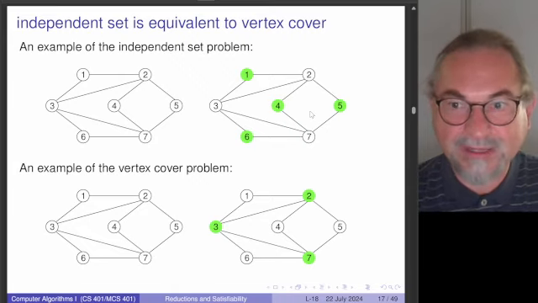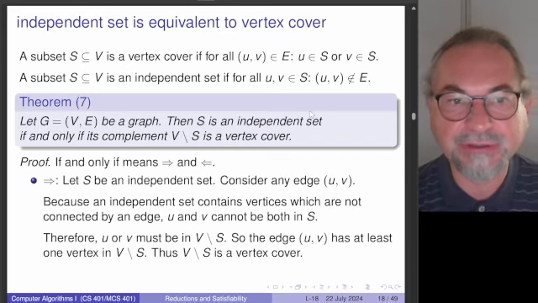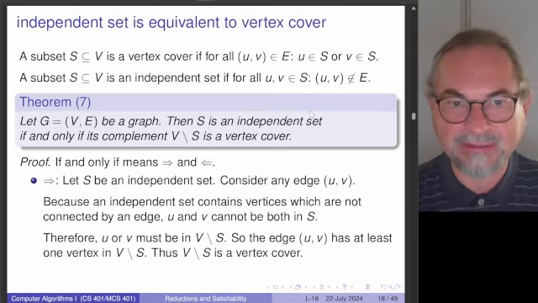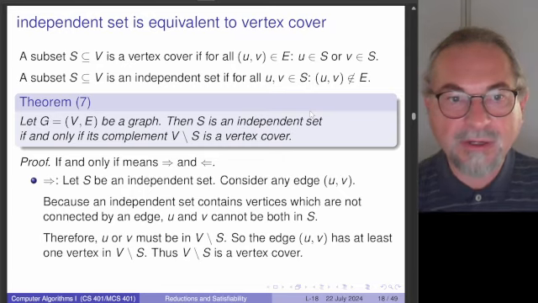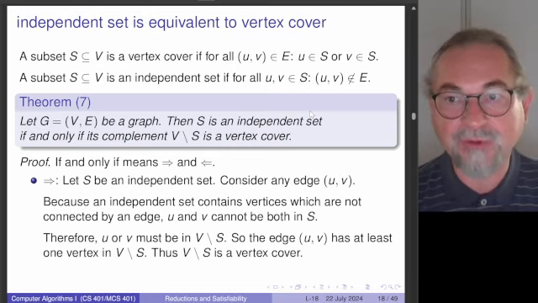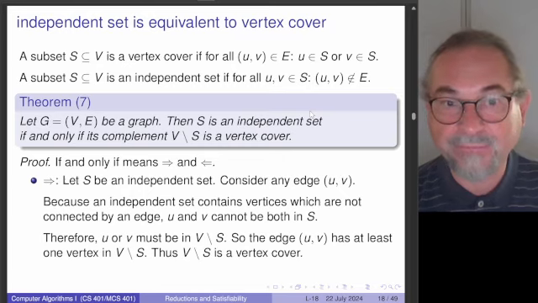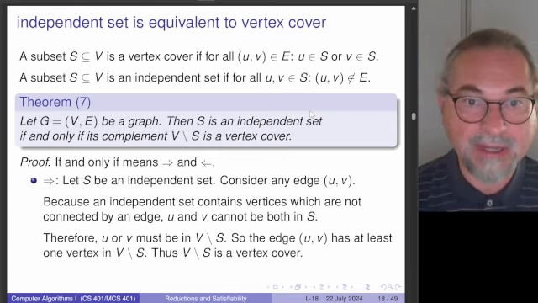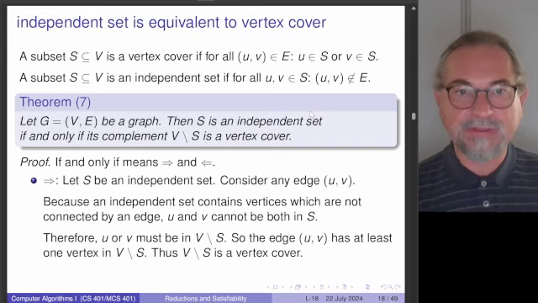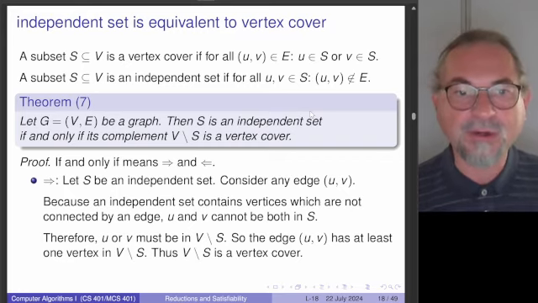But this is on an example. This actually holds in general. Well, that requires a theorem or a proof. So we formally repeat the definitions of a vertex cover and an independent set. If we have a graph, then if we have an independent set, then we also have a vertex cover. And if we have a vertex cover, then also we have an independent set. So this is an if and only if statement. So the two problems are equivalent.